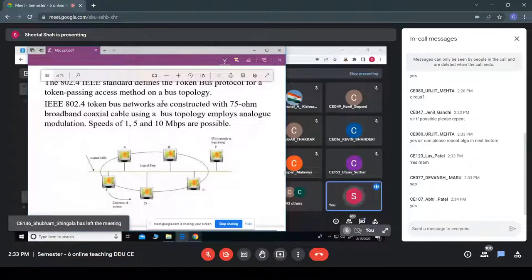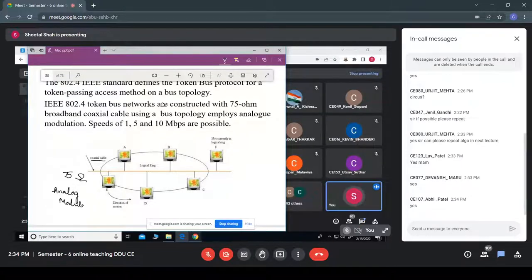Okay, so you can see that here we are having a coaxial cable of 75 ohm, and it uses a broadband coaxial cable. You all are aware of the types of cables, which we have learned already in the second chapter. And it uses analog modulation.